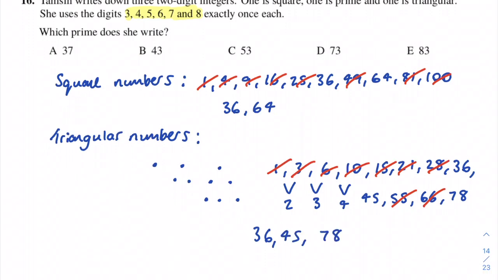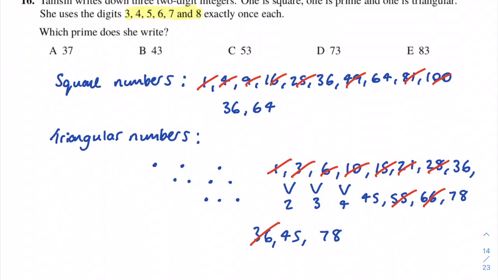Okay, so if 36 is the triangular number, then that means we've already used up the 6, which means that we couldn't have 36 or 64 as one of our square numbers. So 36 can't be a triangular number. Okay, let's say that 36 is the square number and 45 is the triangular number. So in that case, we're going to be left with 7 and 8 left over. Well, 78 is not prime because it's even. And 87 is not one of our options. So it can't be that.